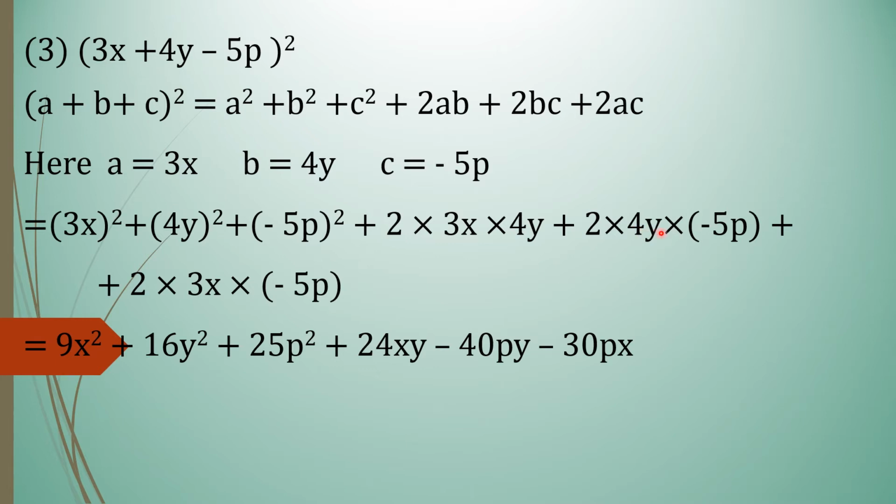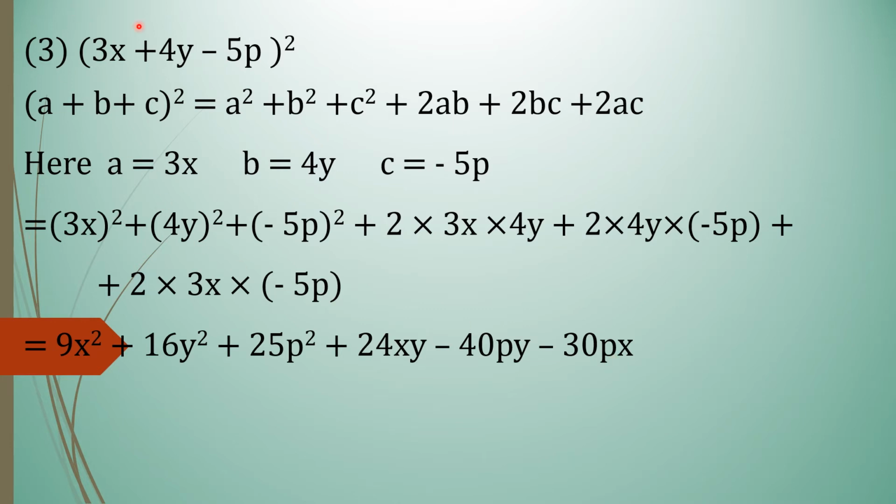Then plus 2 into 4y into minus 5. So students, here first multiply 2 into 4, 8. Now 8 into minus 5, so it will become minus 40. So your sign will be negative, that is minus 40py. Then plus this one, 2 into 3x into minus 5p. So students, you'll multiply 2 threes are 6, 6 into minus 5, so it will become minus 30. So your sign will be minus 30, and p into x will become px.